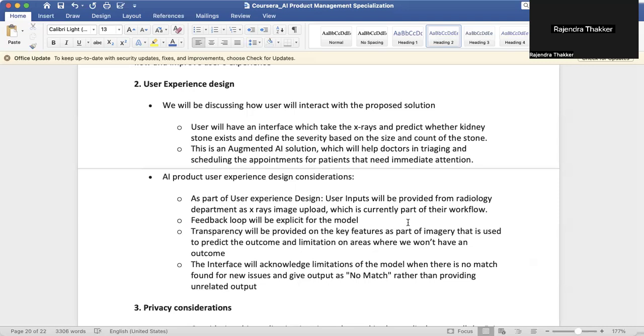This interface will acknowledge the limitation of the model when there is no match for new issues or new different types of images. It will give an output as no match rather than providing an unrelated output as kidney stone exists or kidney stone does not exist.